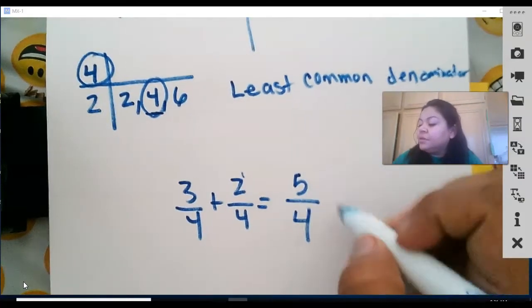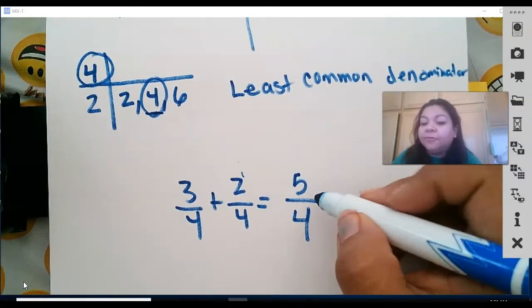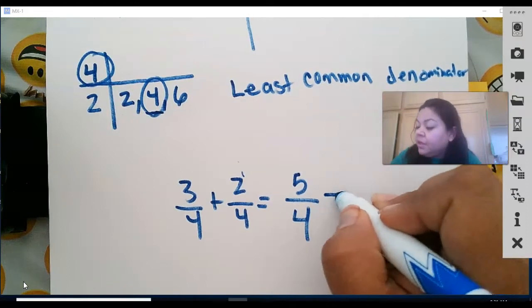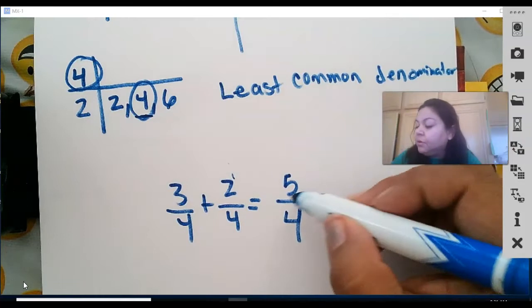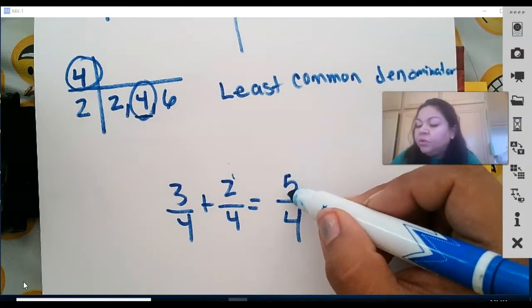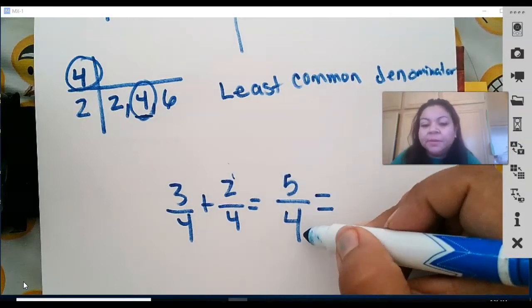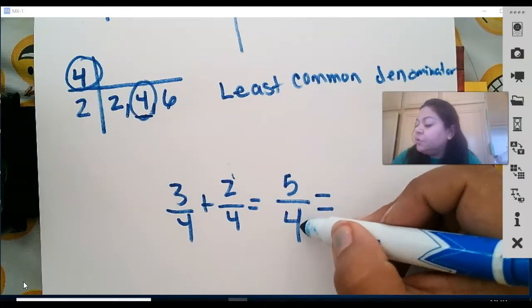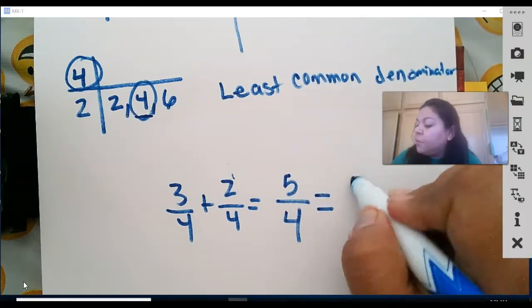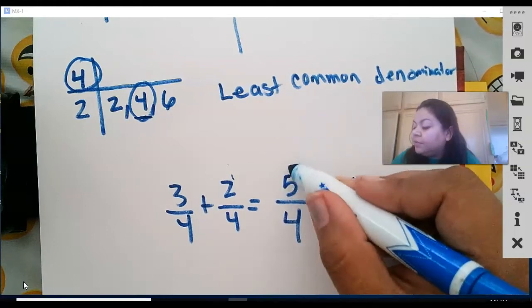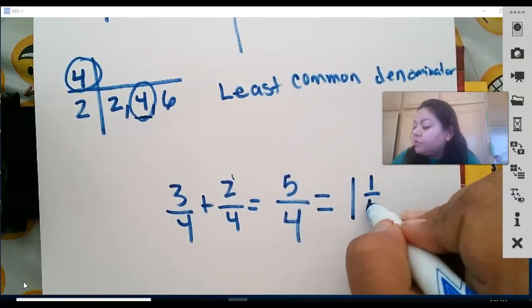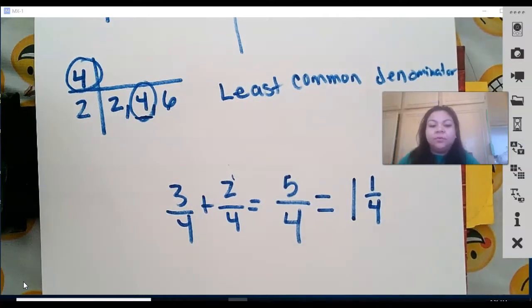Now this is a fraction greater than 1. If you want to rewrite it into a mixed number, you can do that because your numerator is bigger than your denominator. So the 4 fits into the 5 one time. And after fitting it one time, you still have 1 left over. So that's 1/4. 1 and 1/4.